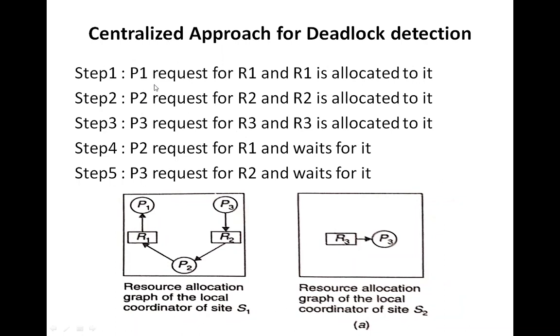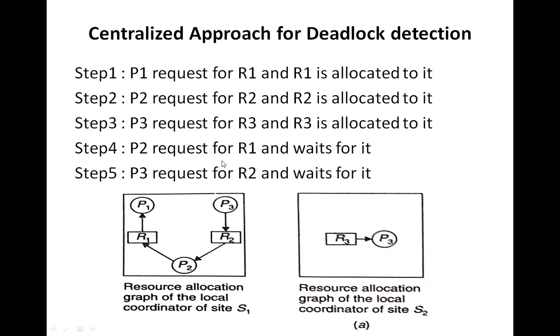The first step is P1 requesting R1, and since R1 is free, R1 is allocated to it. That is represented by the resource allocation graph. P2 is requesting R2 and R2 is allocated to it. P3 is requesting R3 and R3 is allocated to it.